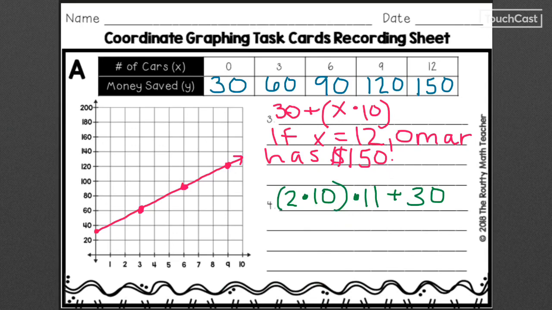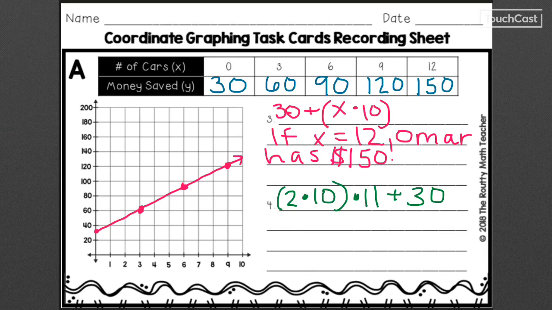Let's take a look at the equation I put together. I started by doing 2 times 10, so I put it in parentheses, because if I wash 2 cars every week, each car is going to make me earn $10, so I have to do 2 times 10. If I do that for 11 weeks, I'm going to need to multiply my answer per week times 11.